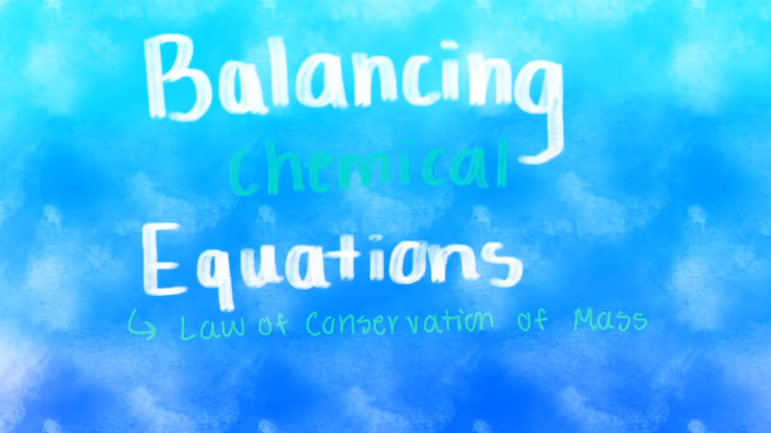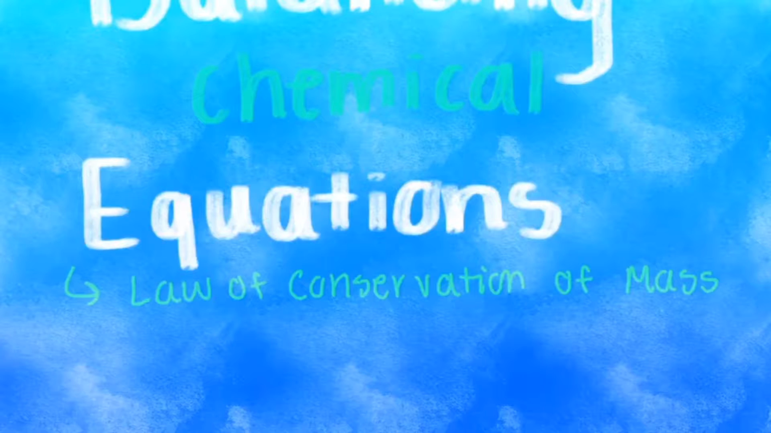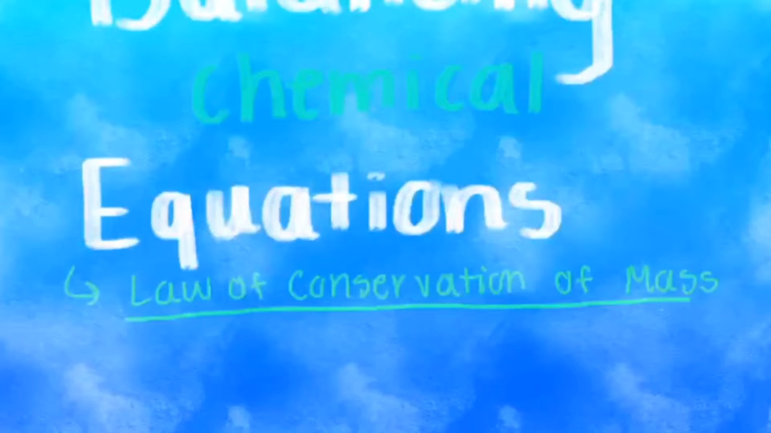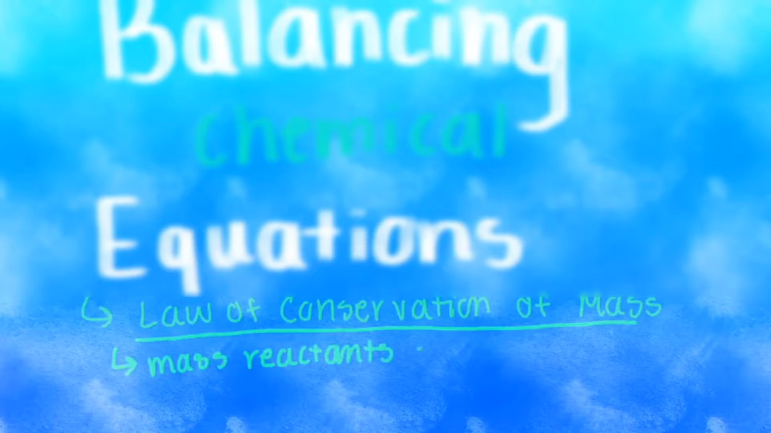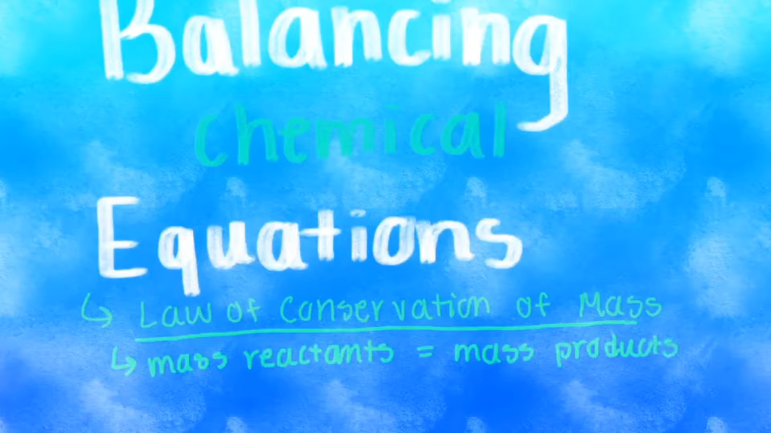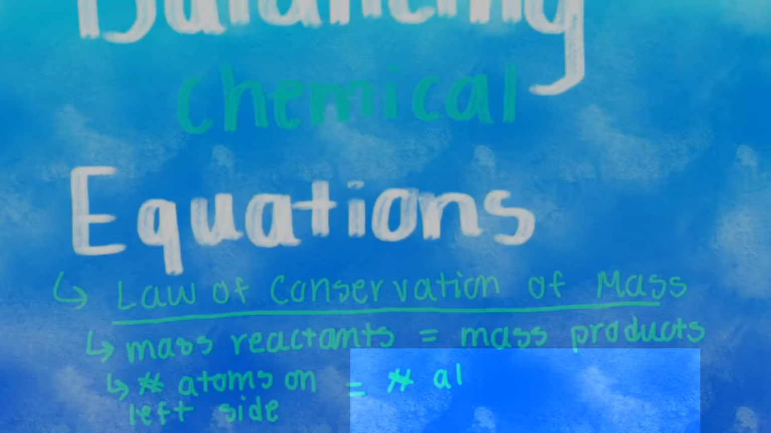In this lesson, I'll be showing you how to balance a chemical equation. The reason why we balance a chemical equation is due to the law of conservation of mass. What that means is that the mass of the reactants must equal the mass of the products, because mass is neither created nor destroyed, but rather it is conserved. So the number of atoms on the left side must equal the number of atoms on the right side.